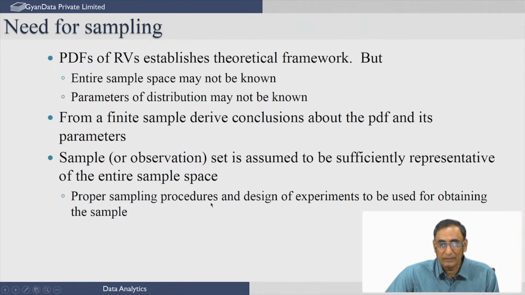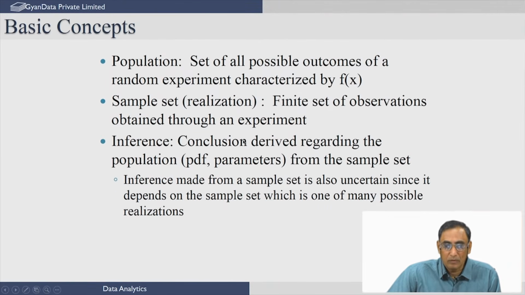So, this is called proper sampling procedures, and these are dealt with in the design of experiments. We will assume that when we have obtained a sample, you have done the due diligence and obtained a representative sample of whatever population you are trying to analyze. Now, the basic definition of population is the set of all possible outcomes of this random experiment. We have already defined this as the sample space. What you are going to obtain is just a few examples or samples, and these are called the sample set. It is a finite set of observations obtained through whatever experiment that you are going to conduct.